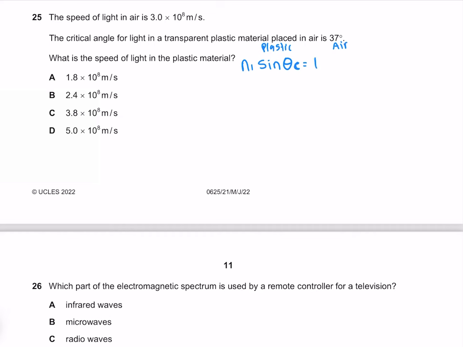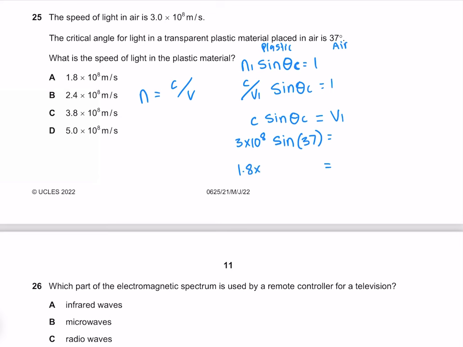We know that the refractive index is the speed of light divided by the speed in the material. Making that substitution, multiplying both sides by V1, which is what we're trying to find, we now have our equation solved, so we just need to put in the numbers. Which gives me 1.8 times 10 to the 8 meters per second to two significant figures, so our answer is A.